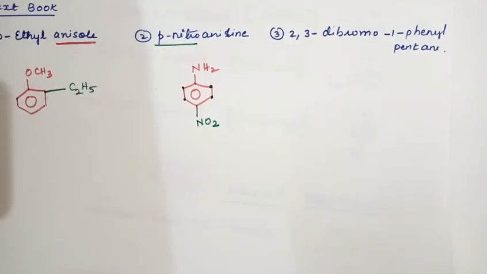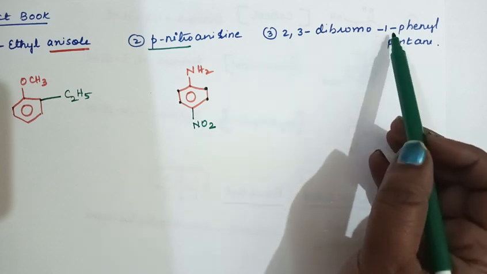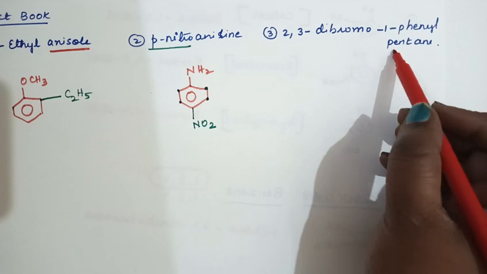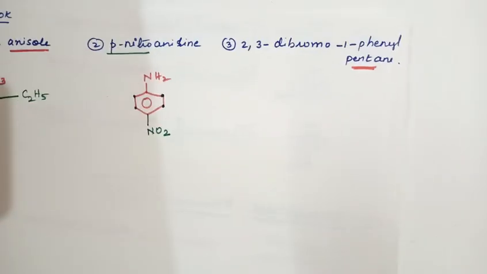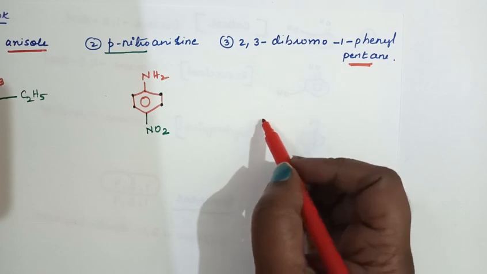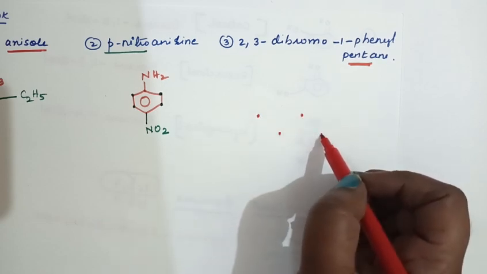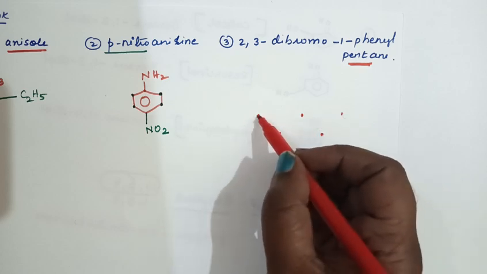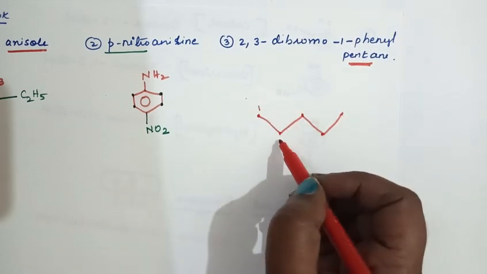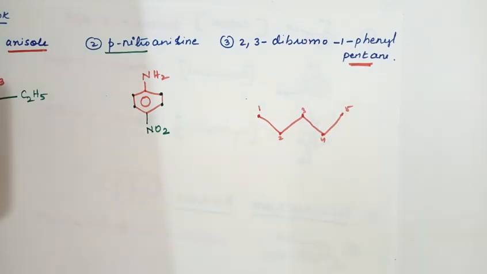Next, third one, 2, 3 dibromo 1 phenyl pentane. So pentane means 5 carbon atoms will be present. That is 1 carbon, 2 carbon, 3 carbon, 4 carbon, 5 carbon. So join this. This is carbon 1, this is carbon 2, this is carbon 3, this is carbon 4, this is carbon 5.